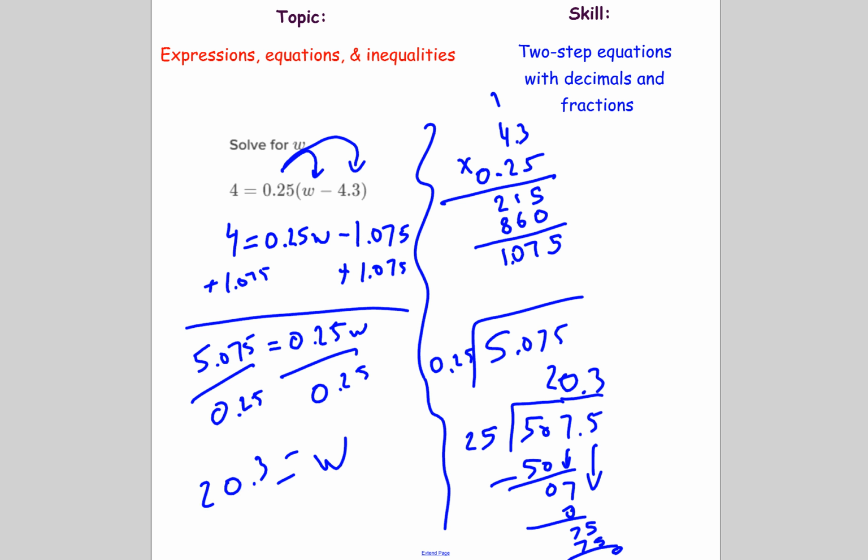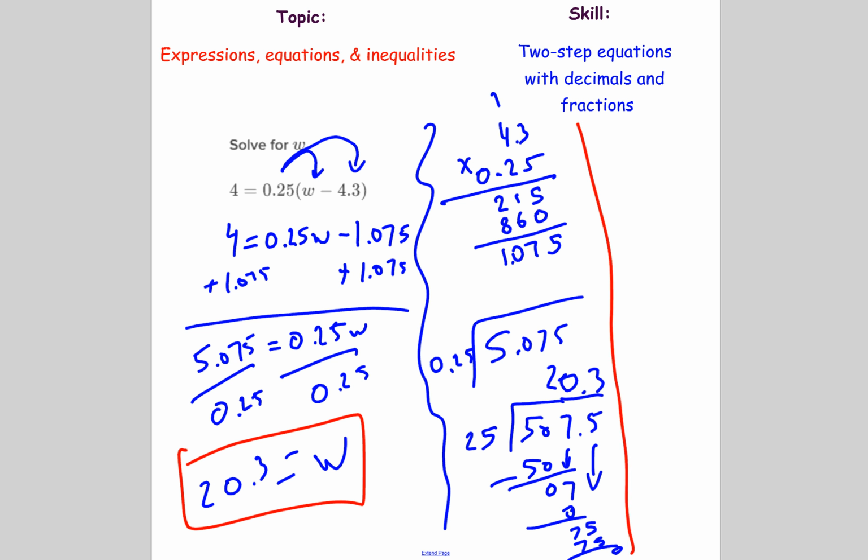I know that was a lot of work, and you might think that it was ugly, but hey, you know what? Sometimes math isn't pretty. So let's check it out, though. So 0.25 times, let's give ourselves a little more room here.